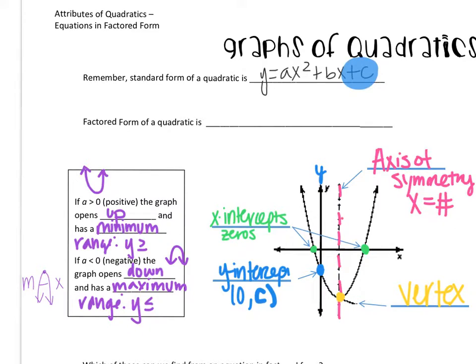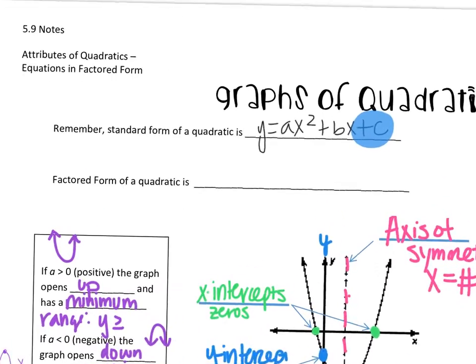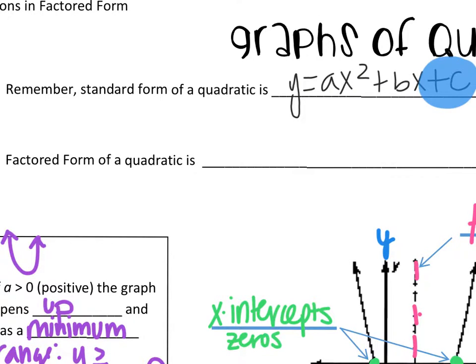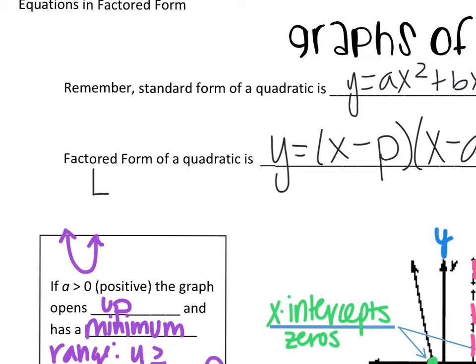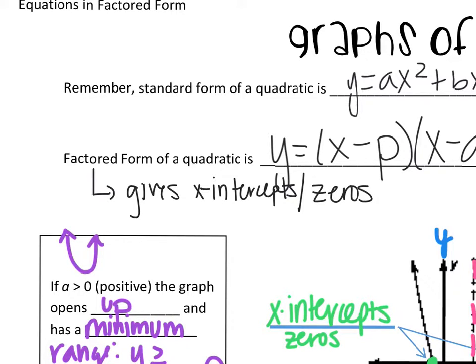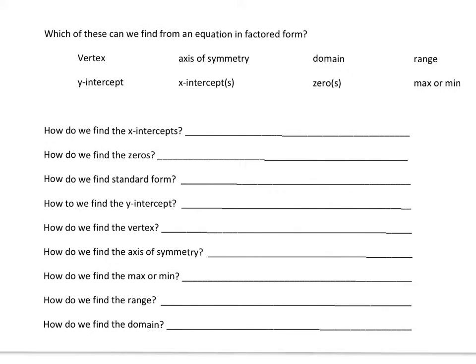So now we're going to address what exactly is factored form, because that's something new. So factored form of a quadratic is going to be in the form y equals (x minus p) times (x minus q). And the great thing about factored form, what it gives us that we haven't been able to find before, is our x-intercepts. So when it is in factored form, I actually can find my x-intercepts easily. Which means if I can find my x-intercepts, I can also find my zeros, because my x-intercepts and my zeros are the same thing.